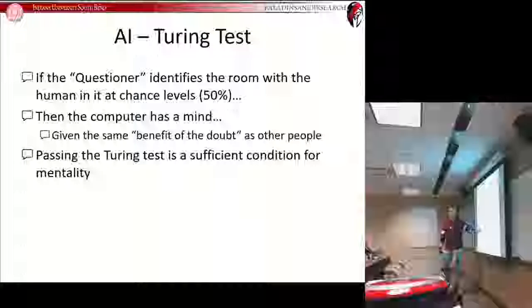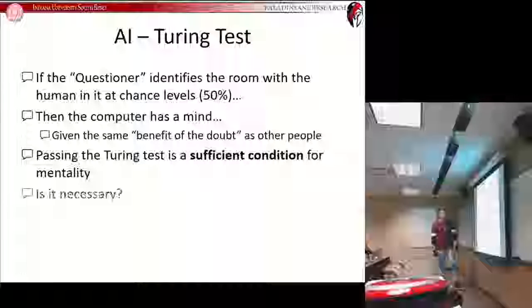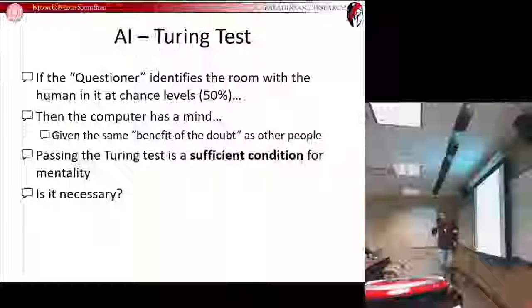So as we mentioned before, passing the Turing test is a sufficient condition for mentality. It's not a necessary condition for mentality, because a lot of things that we would consider to have minds would not pass the Turing test, such as animals or people with developmental difficulties. However, it's sufficient. It's enough. If you pass the Turing test, the argument is that you cannot deny that that thing has a mind. So it's a sufficient condition, but the question is, is it necessary?